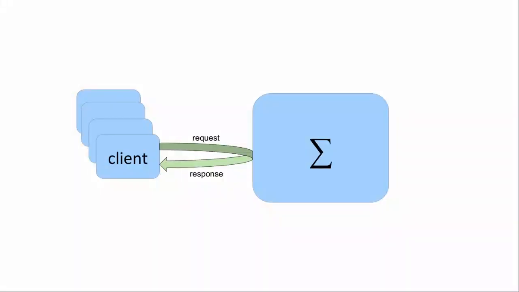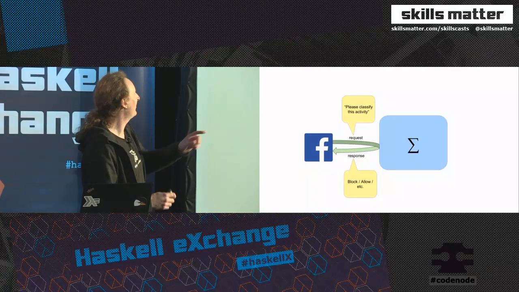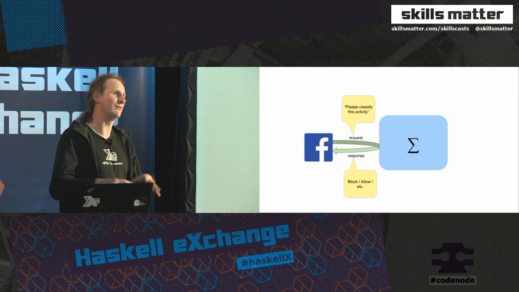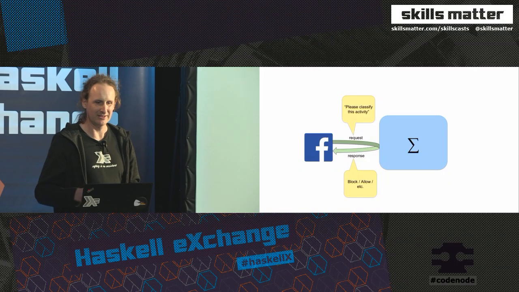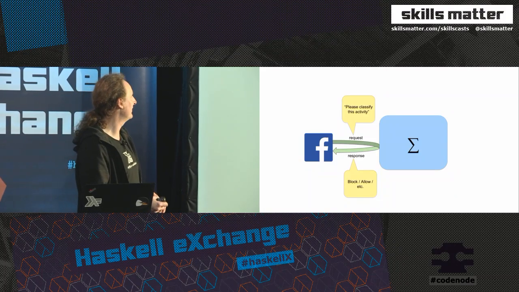So Sigma just looks a little bit like this. We've got a service. It's running on lots of machines inside our data centers. And there are some clients, some other service perhaps, some front-end code perhaps. Anything else running in the data center can talk to Sigma by sending a request and getting a response back. So for example, the Facebook front end, when somebody wants to post a message or write a comment or something like that, sends a request to Sigma saying, please classify this activity. And Sigma will run all of the rules it knows about how to, whether to block or allow this content, and return a response back to the front end to say whether to block it.